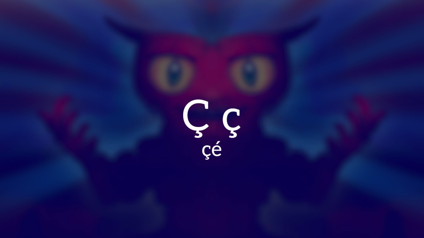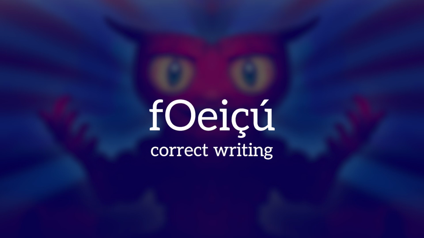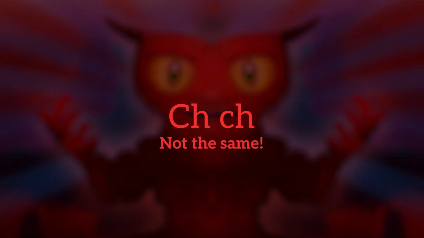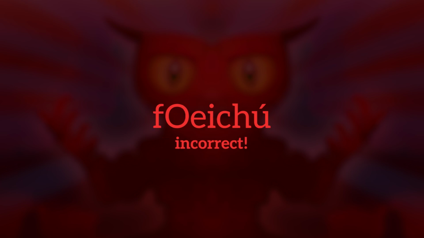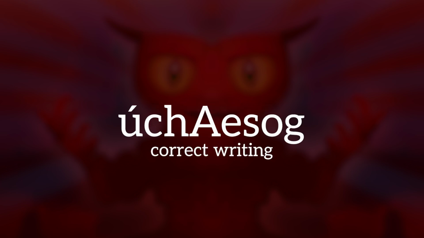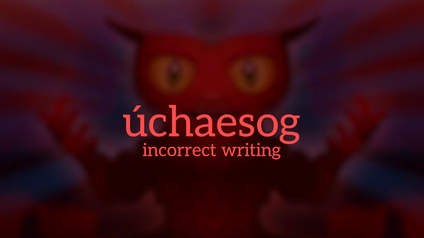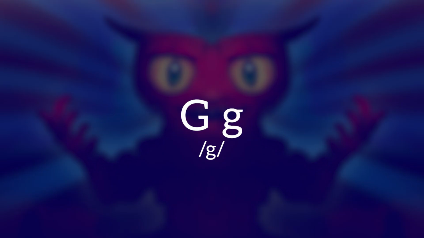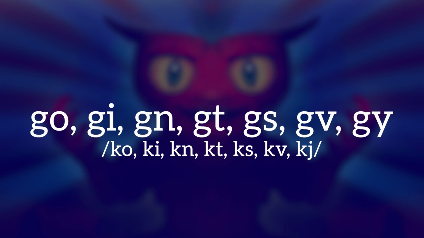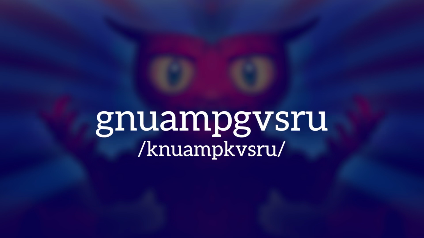The letter Ch is pronounced Ch, like the softer version of Ch. It should be written like this, because CH is a different character, primarily used if C prefix comes before H, before the main word. G is pronounced G, but placing it before these letters will pronounce it like this, K, as in the word knuam kasru.